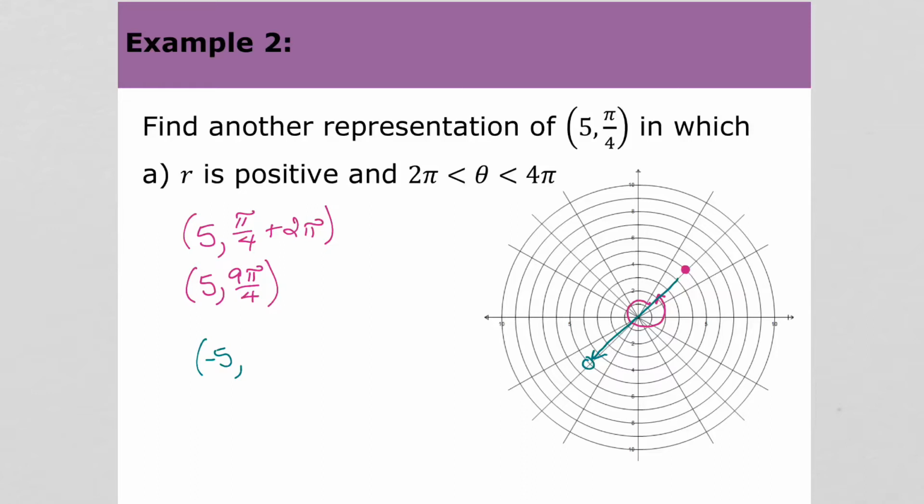What is that? 2 pi over 4, 3 pi over 4, 5 pi over 4. Okay? So this is the angle 5 pi over 4. So if this point is positive 5 pi over 4, to get negative 5 pi over 4, we would take it back over here, which was our original point, which is what we're looking for. So another representation for 5 pi over 4 would be negative 5 pi over 4.